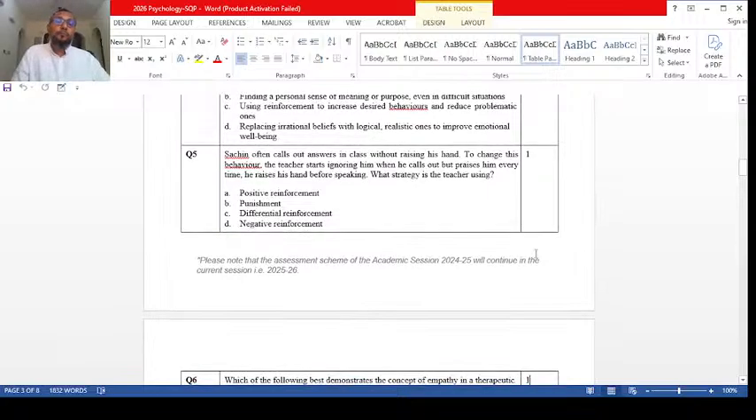Let's move to question 5. Sachin often calls out answers in class without raising his hand. To change this behavior, the teacher starts ignoring him when he calls out, but praises him every time he raises his hand before speaking. What strategy is the teacher using? He is answering, that's good, the teacher is appreciating, but unnecessarily he is involving himself in every question, so the teacher is ignoring also. Using both positive and negative reinforcement in an alternative way as per the need and requirement is called differential reinforcement. 5 is option C.